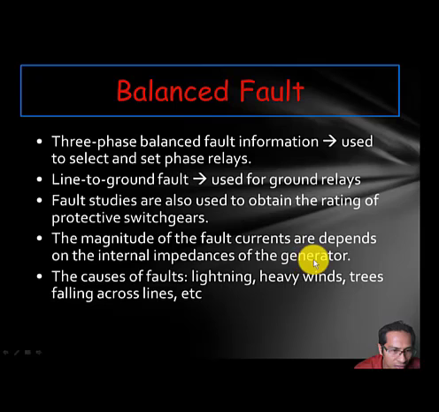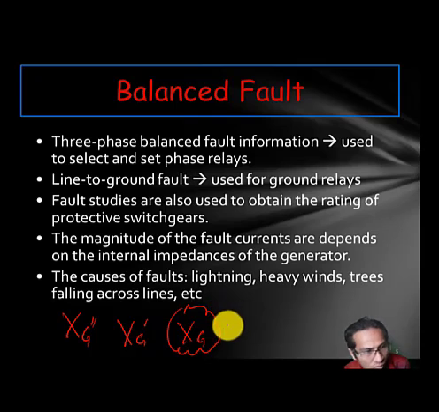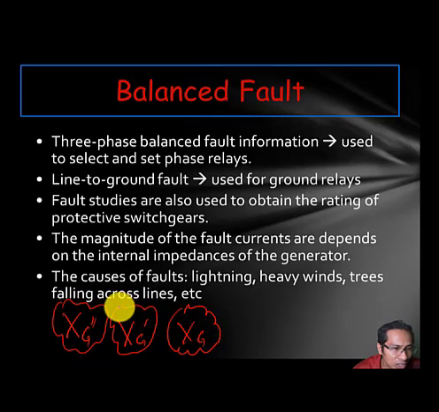Okay, so in this case, usually for the generator we have Xg. This is Xg for steady state. So we have Xg subtransient, Xg double prime, we have Xg transient, and we have Xg steady state. Before this, we only used this Xg, the internal impedance for the generator, for the steady state, because we were doing the steady state analysis previously. But for the fault study, sometimes we will use Xg subtransient, this one Xg double prime, or Xg prime, depending on what type of analysis we want to do.